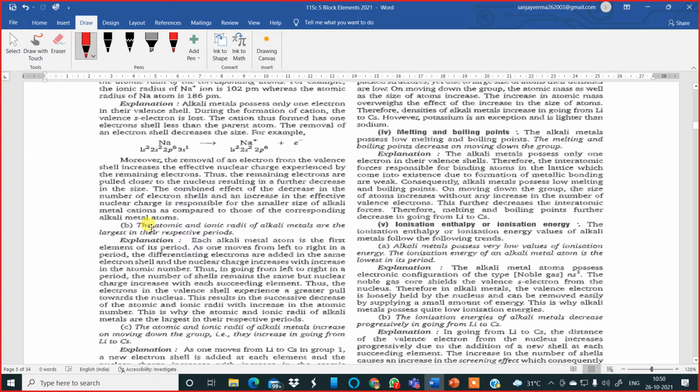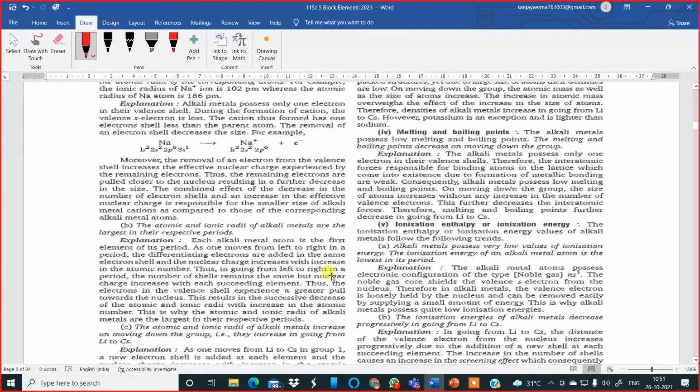Number B, the atomic and ionic radii of alkali metals are the largest in their respective periods. Remember, whether it is the ions or the atoms of alkali metals, their radii will be the largest. Because if you move from left to right across the period, the alkali metal atom is the first element of its period. As one moves from left to right in the period, the differentiating electrons are added in the same electron shell, and the nuclear charge increases with increase in the atomic number.